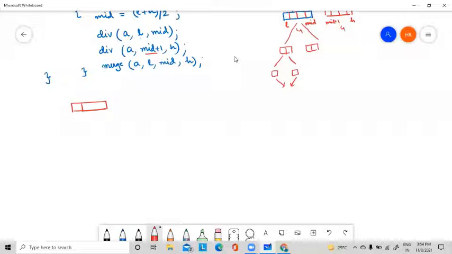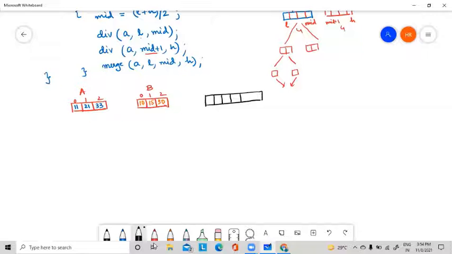Suppose there are two different sub arrays. Suppose this is A sub array, this is B sub array, indices 0 1 2 and 0 1 2. Let us assume the elements are 11, 21, 33, and we are assuming that these elements are already in sorted order. In the other sub array let us assume 10, 15, 30. There is another array where I will store the merged elements.